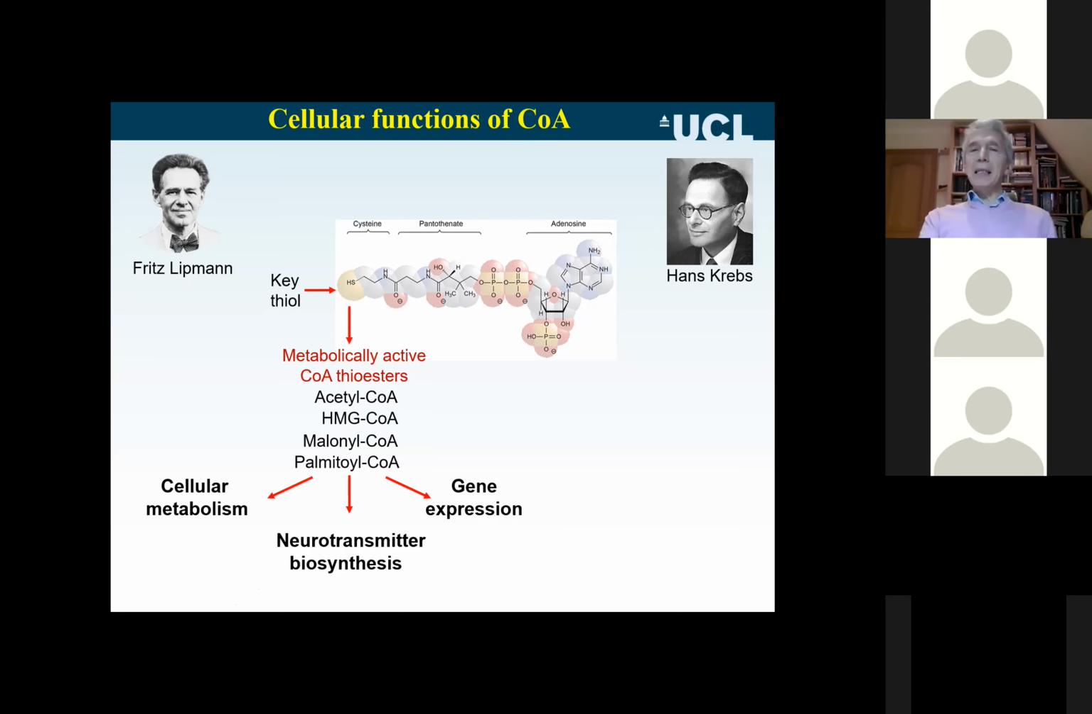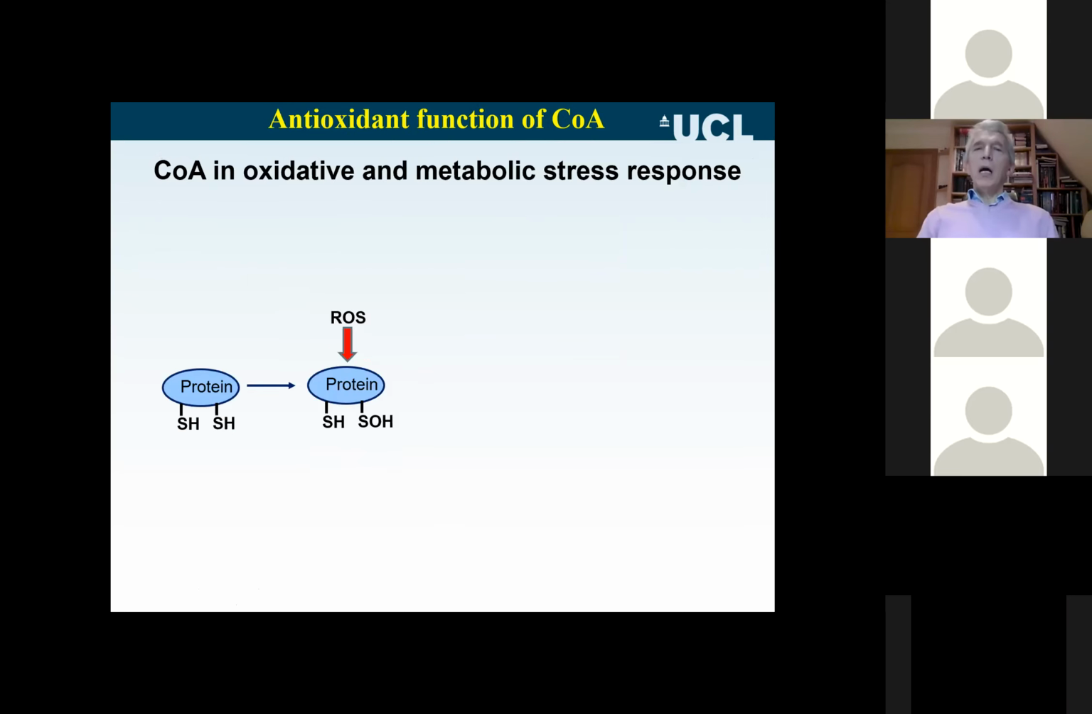We have recently discovered a novel, unconventional function of coenzyme A, which relates to redox regulation and antioxidant activity. It is known that exposure of cells to endogenously produced or exogenous reactive oxygen species would lead to the oxidation of surface exposed cysteines to sulfonic acid.